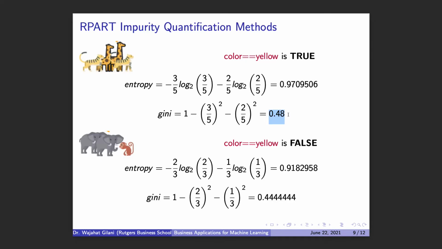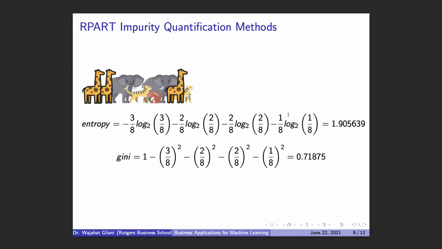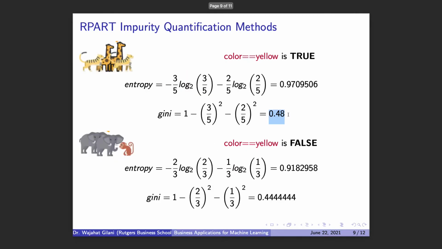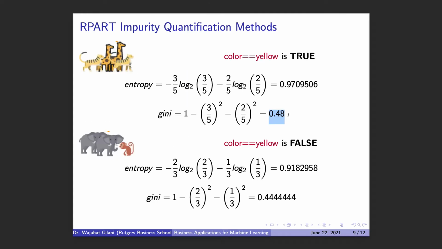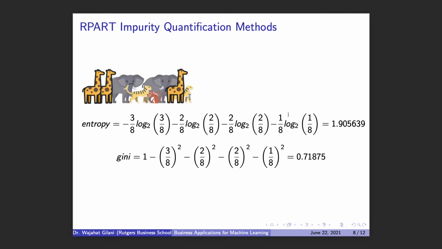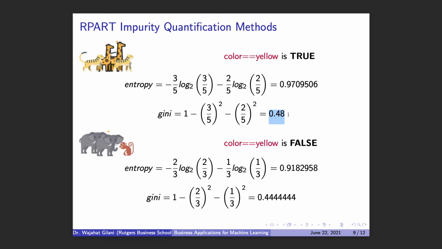All right, now look at the difference. Originally, my entropy score was 1.90. It fell in this group from 1.90 to 0.97. All right. Over here, Gini was 0.718. It fell to 0.48. So we got a big drop toward 0.